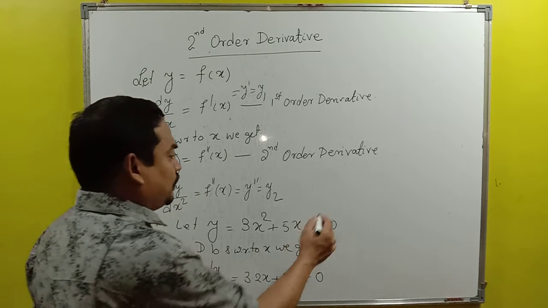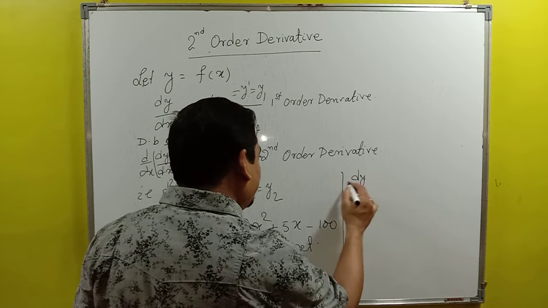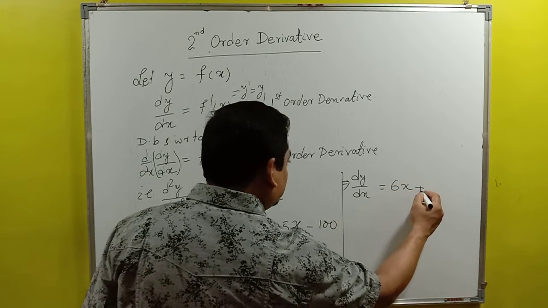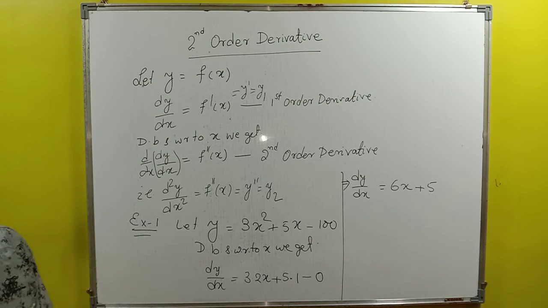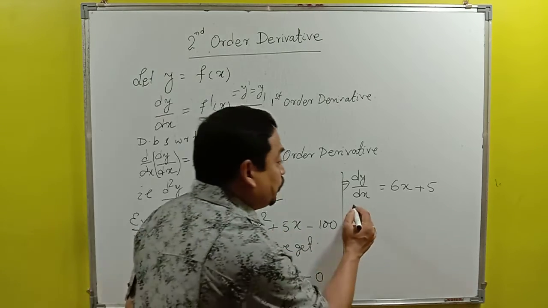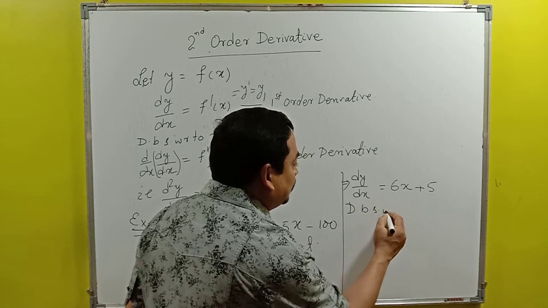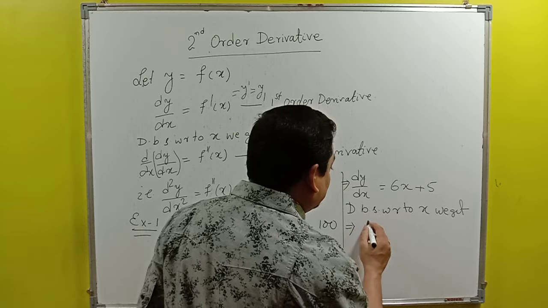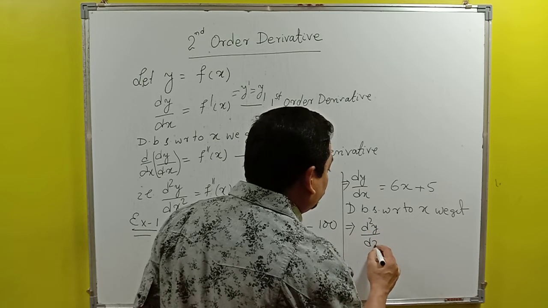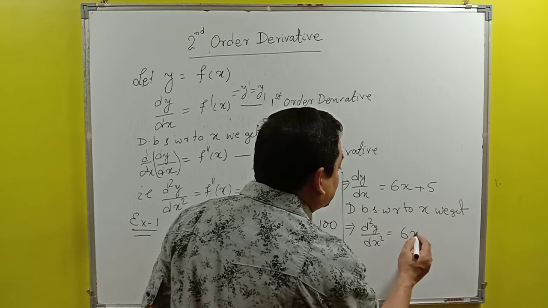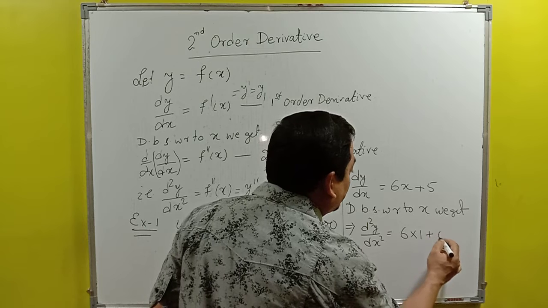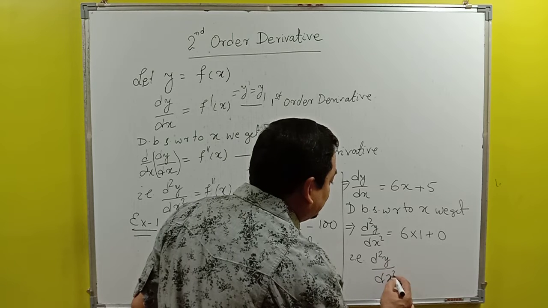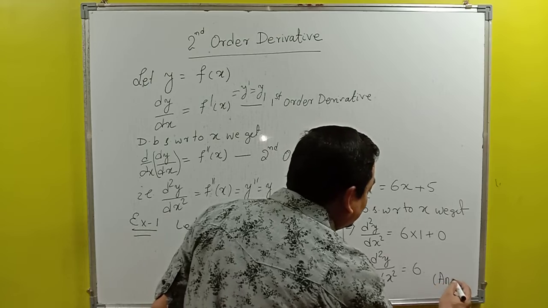Then what have you got? dy by dx is equal to 3 into 2, that is 6x plus 5. Got it? Now to get the second order, once more you do the differentiation. Differentiating both sides with respect to x, we get d square y by dx square is equal to 6, x derivative 1, plus 5 derivative 0. So that is your second order derivative, d square y by dx square is equal to 6. This is the answer. Understood?